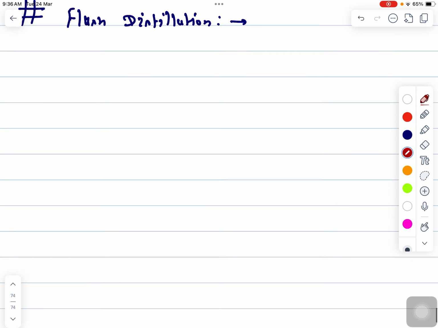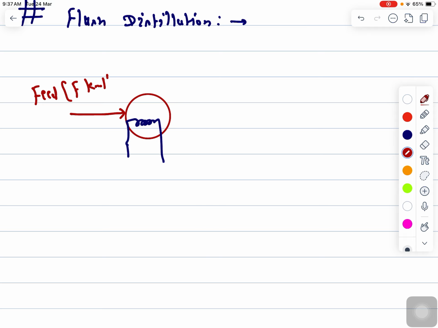So in flash distillation, what happens, just try to understand. There is a heat exchanger, let's say, right? In this heat exchanger, some fluid should be there that will be exchanging heat with the feed. So now your feed is coming to the heat exchanger, let's say the feed, and the feed molar flow rate is F kilomole per hour, right? And I am assuming xF is the mole fraction of the more volatile component in the feed, right?